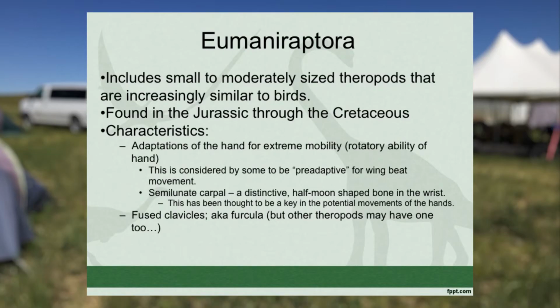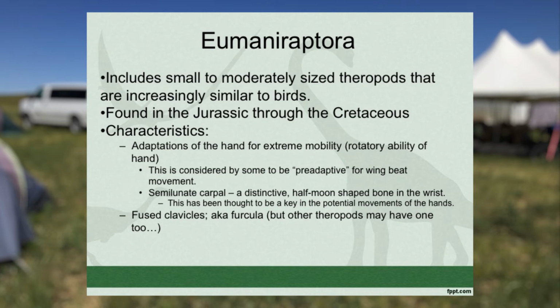Now, I give both sides when I teach, even at my school, but they think it's rotary ability of the hand. So some scientists say, well, maybe that was pre-adaptive for a wing beat, having that extra movement. And what made it so that it could move? Well, it's this semilunate carpal, a half-moon-shaped bone in the wrist. That extra bone is key to the potential movements of the hand. So they had extra flexibility.